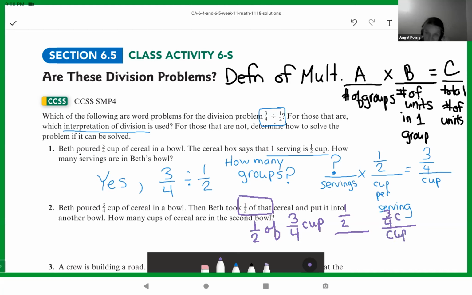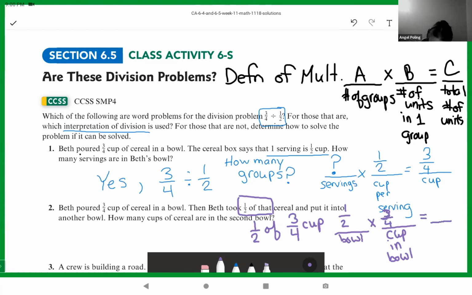Here, I'll put the cup down here. It's like cup in a bowl, cup being the measurement, bowl being the eating utensil. Okay, then we have half of that got put into the second bowl. So we have half of the 3/4 of a cup in the bowl.